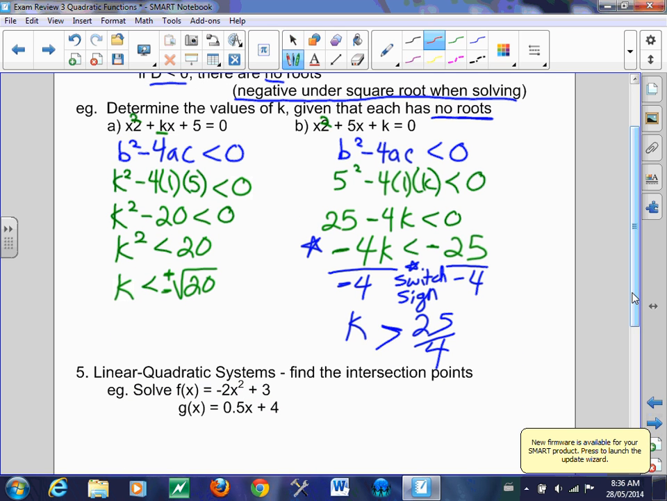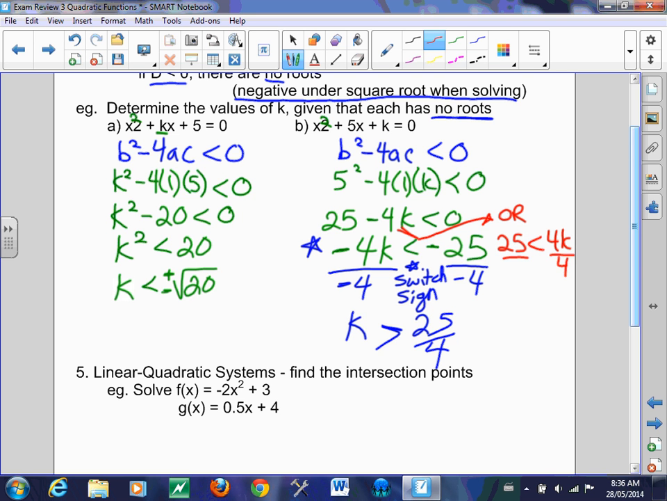I want to show you another option here, folks. If you wanted to leave it from this step, leave the 25 there and say, hey, this is negative 4k, I'm going to bring it to the other side. It's going to become positive 4k, which is fine. If you're not dividing, you're moving a term over. Then you divide both sides by 4, and you're going to get 25 over 4 is less than k. But put k first. k has to be greater than 25 over 4. So you decide which method you like.